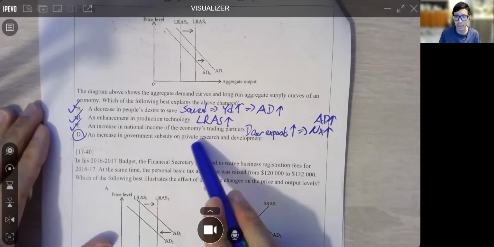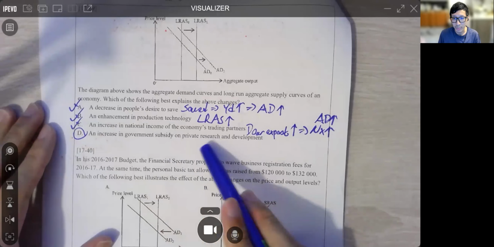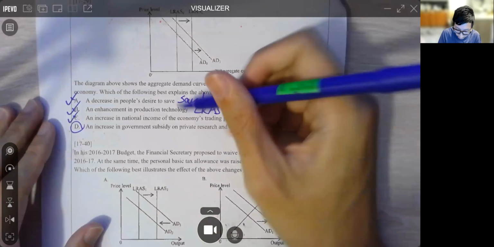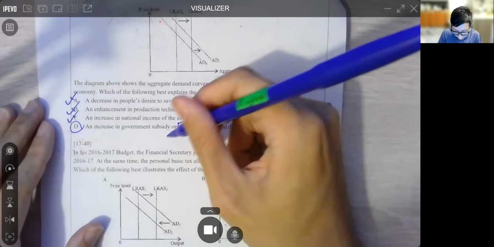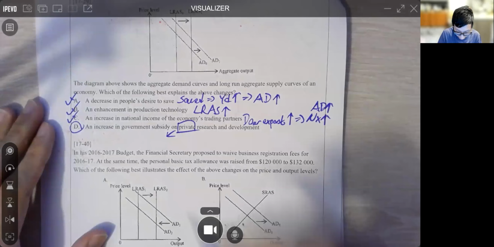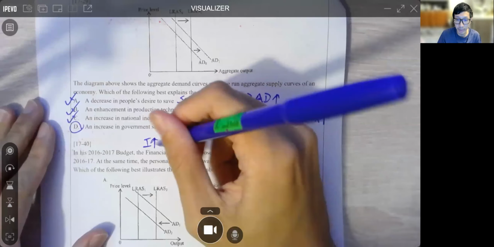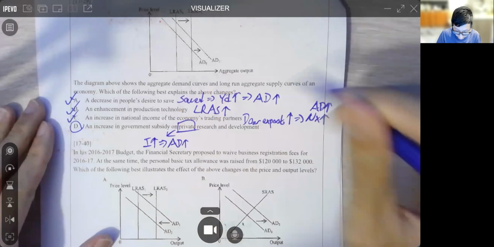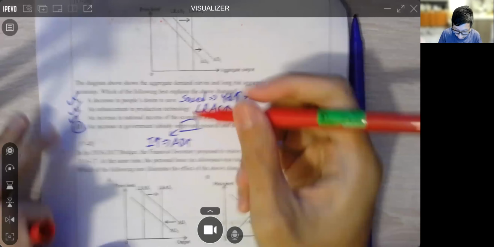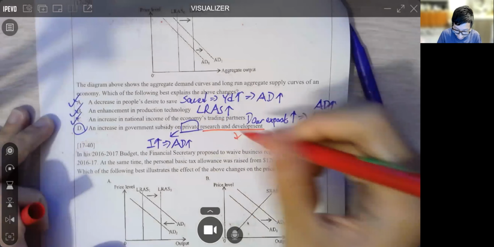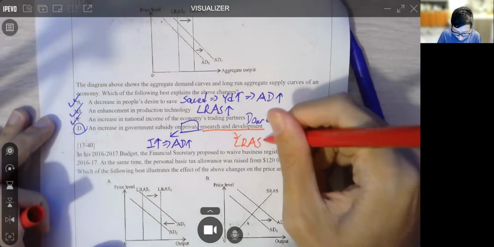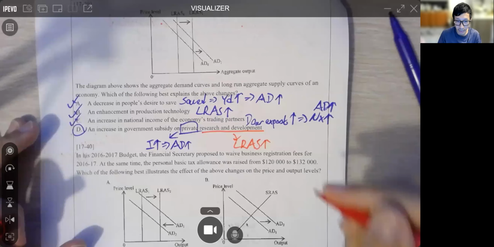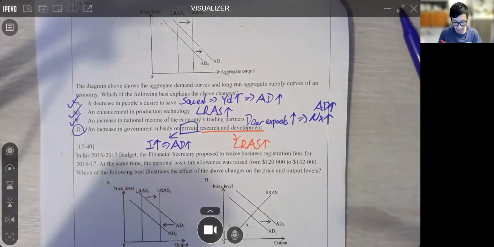Increasing government subsidy on private research and development 啊，好狗啊呢度。Private 即系咩意思啊？Private basically firms, therefore their investment, real investment increase. AD also increases。好啦，下一个啦，research and development。LRAS increase because skills and technology increases. Therefore, D is the answer.